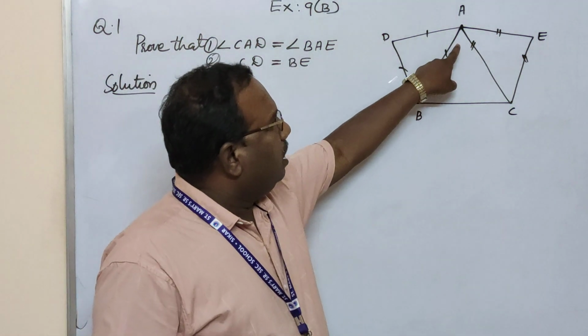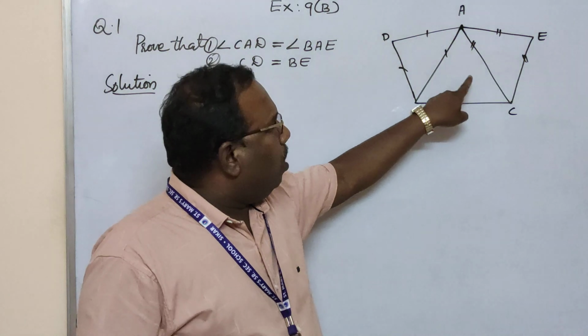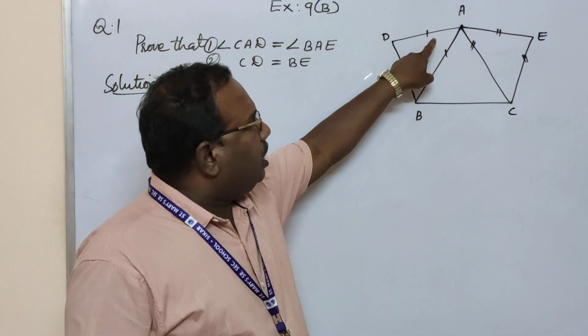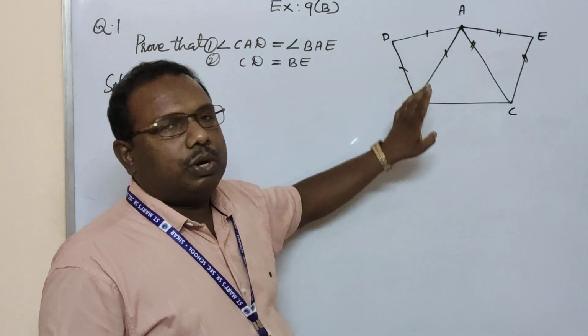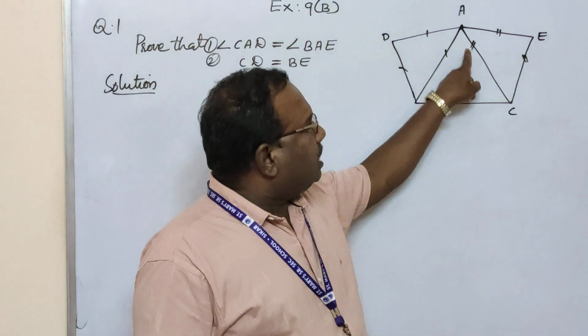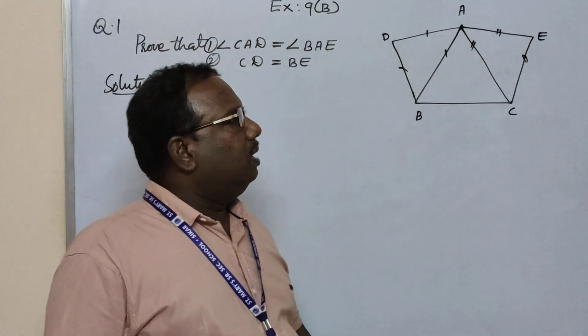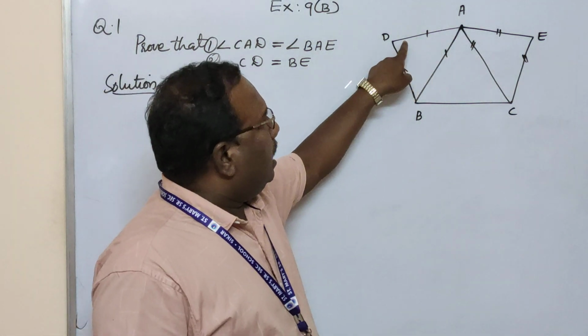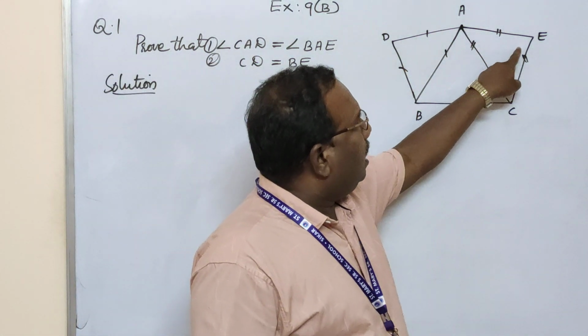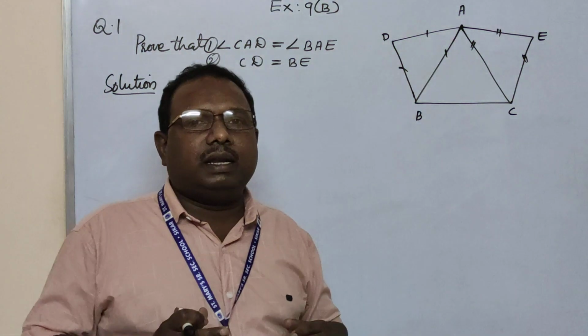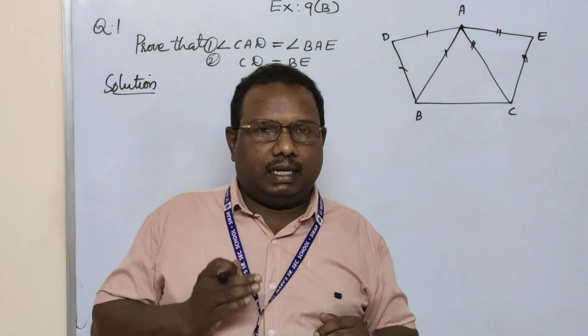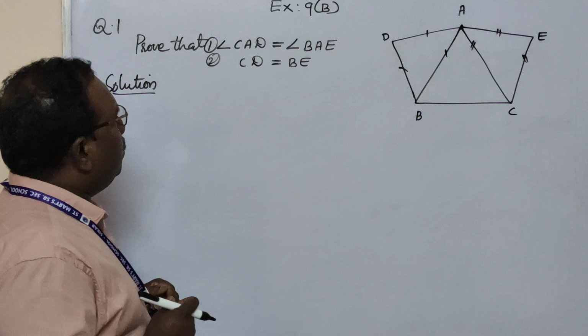Look at the board. Triangle ABC. On side AB, an equilateral triangle ADB is drawn. And on side AC, another equilateral triangle AEC is drawn. That is, triangle ADB and triangle AEC are different equilateral triangles. Now, what do you have to prove?